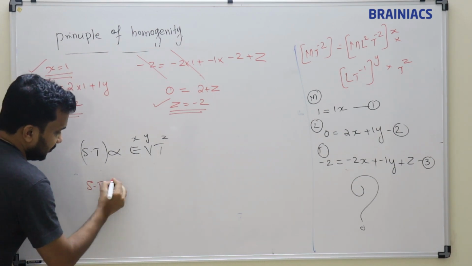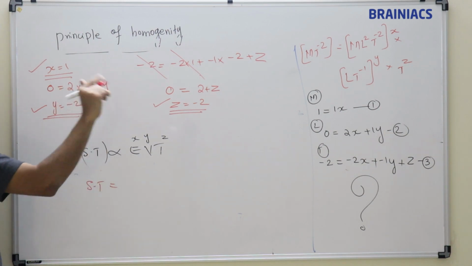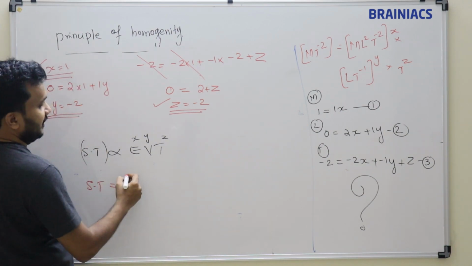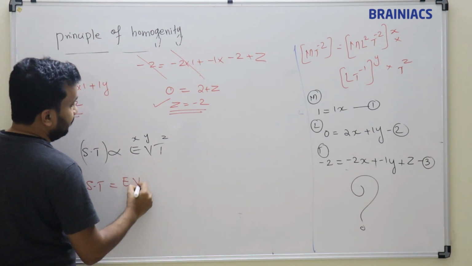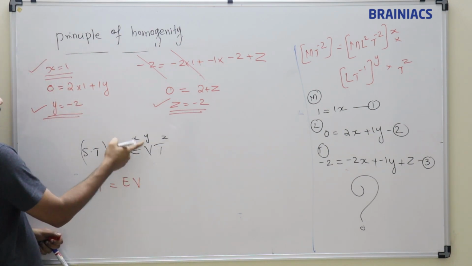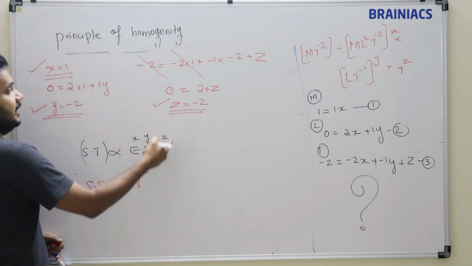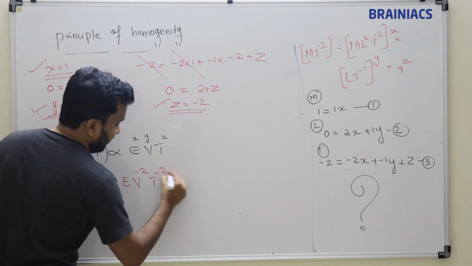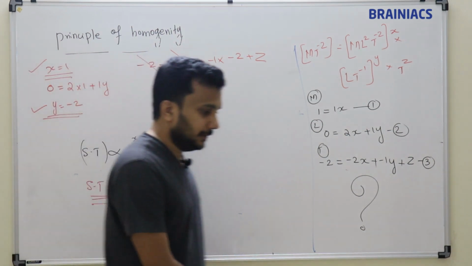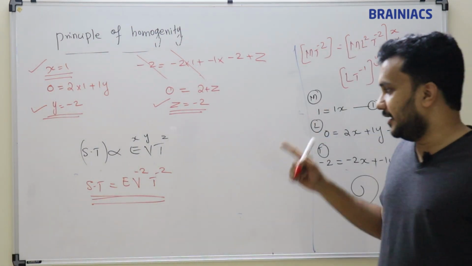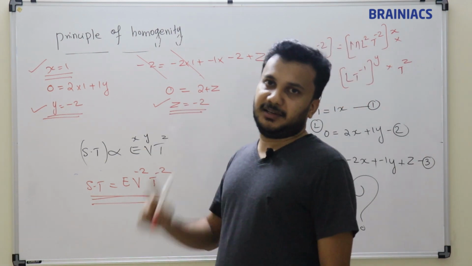Now the surface tension is equal to a constant. I am assuming the constant is 1. So it equals E power x, with the value 1, v power y, so v power minus 2, t power z, so t power minus 2. This is the dimension formula of surface tension in terms of energy, velocity and time.